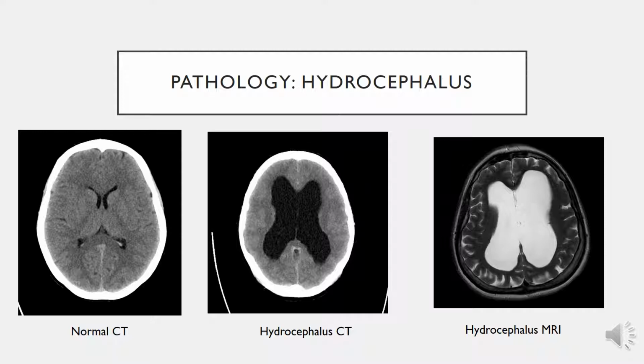We can see in our picture to the left our normal CT scan, and then we see a hydrocephalus patient CT scan. And then this last picture on the right is an MRI of hydrocephalus. So notice that it's different shades of gray here, but we can see that there is a pathology, and we can see depending on the modality and the weighting that we're using to image that modality, that it is water.